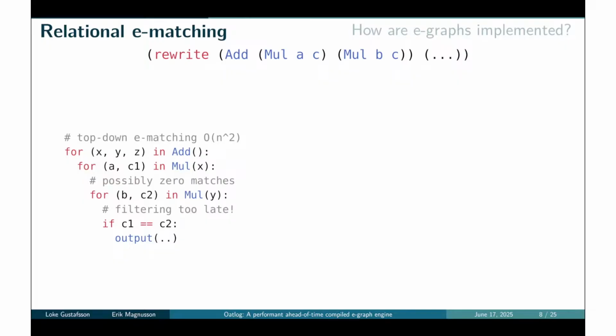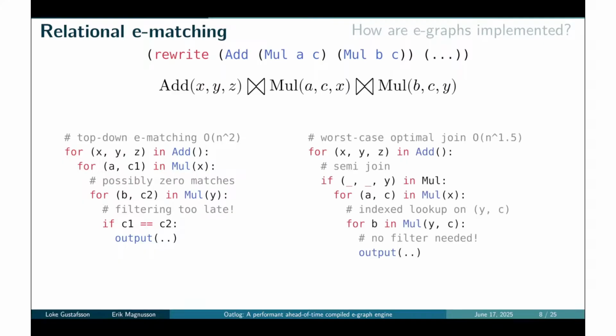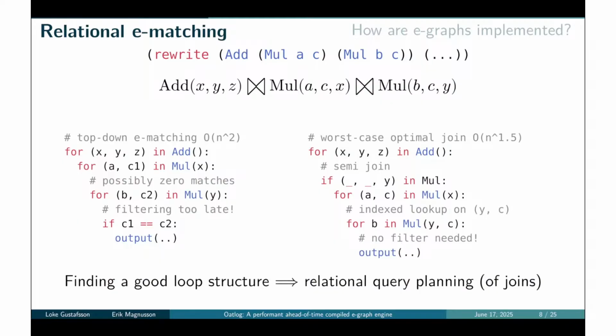Both of these problems can be fixed with a different loop structure, with earlier checks and using all known variables wherever possible in lookups. There are many ways of arranging these nested loops to implement the pattern, and finding the best one is not obvious. A structured perspective on this problem is to view the query as a conjunctive join, turning the problem of finding a good loop structure into relational query planning. This allows us to apply worst-case optimal join algorithms, significantly improving upon top-down e-matching.